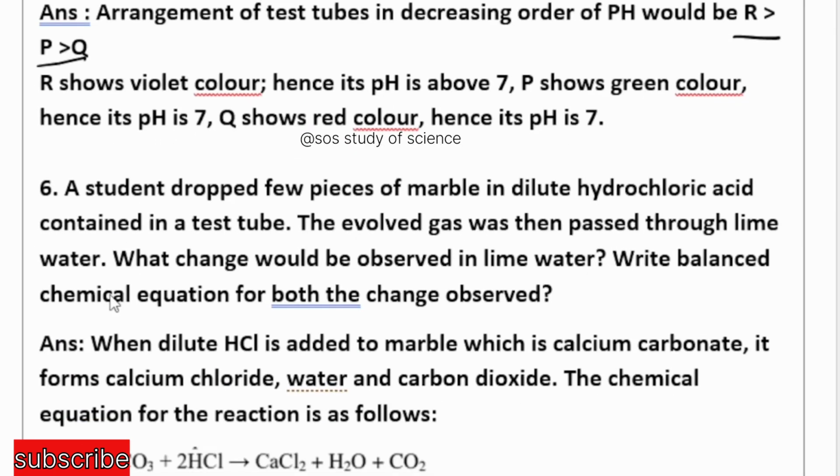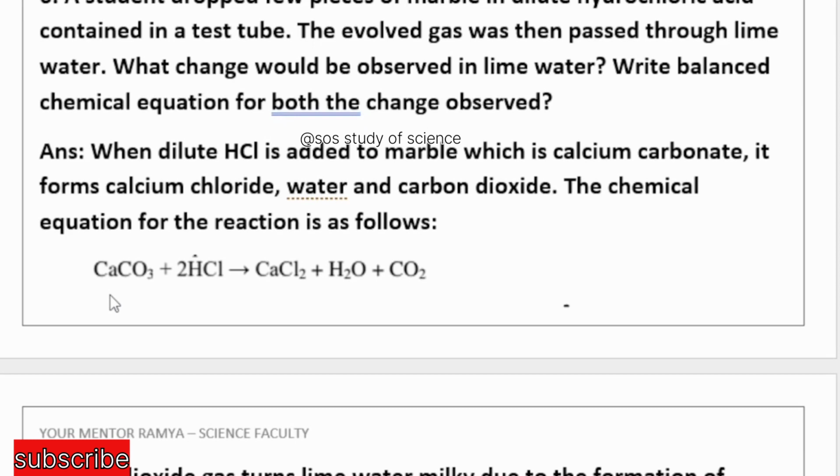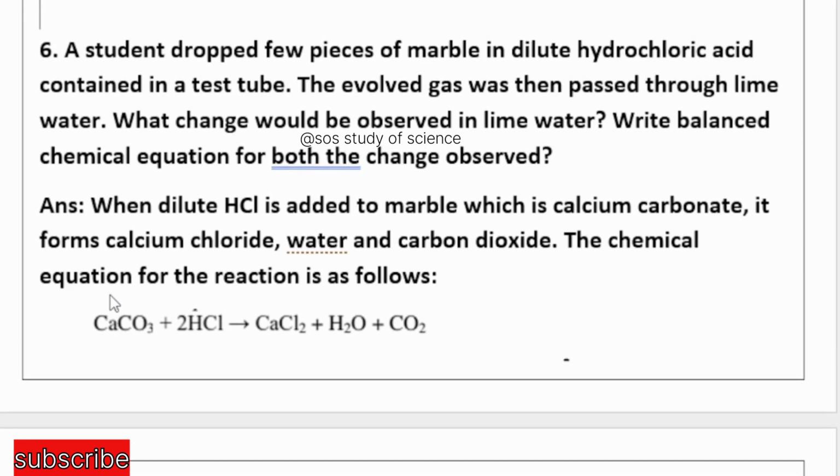Okay. So the next question, my dear students: a student dropped a few pieces of marble in dilute hydrochloric acid. What has the student done? He has dropped the marble into dilute hydrochloric acid. The evolved gas was then passed through lime water. If you read this question, you can imagine we are adding marble. What is marble? Marble's formula is calcium carbonate. Calcium carbonate is nothing but marble.